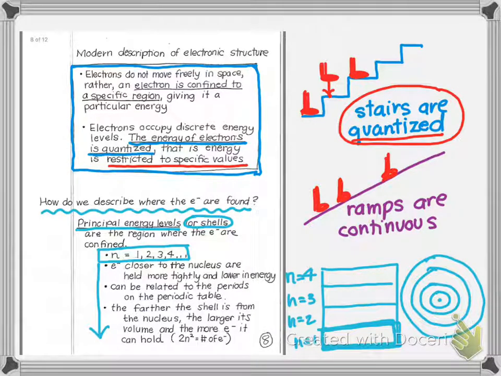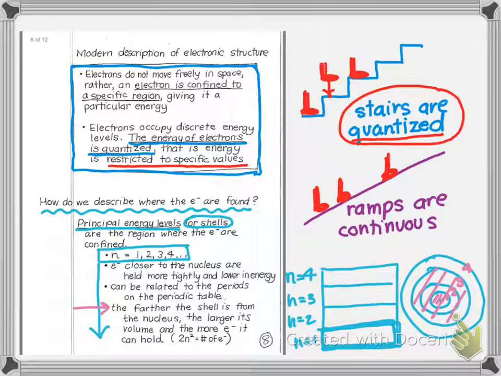So this would be level 1, 2, 3, 4. And you see that it's getting bigger, right? So 1 is only this big, but 3 is that big. So what this one here is saying, the bigger that number gets, 1, 2, 3, 4, the larger it is. And since it's bigger, it can hold more electrons.